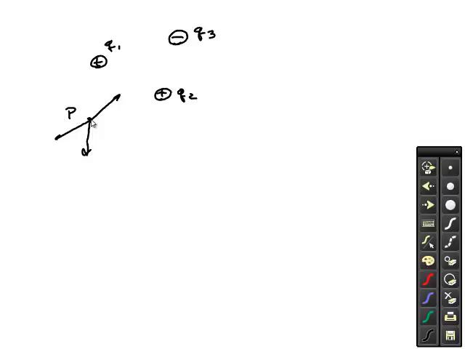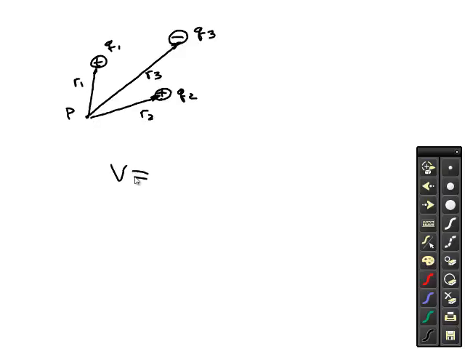Guess what? If I say find the potential at point P, we don't care about direction. So all we have to know is these distances, call them R1, R2, and R3, and we're going to add them up. It's going to be the sum of KQ over R, added up from i equals 1 to n.